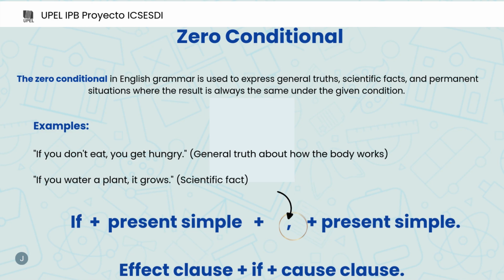So let's start talking about zero conditionals because factual conditionals are divided into zero and first conditional. So, this conditional is used to express general truths, scientific facts, and permanent situations where the result is always the same under the given condition. So, let's see some examples.